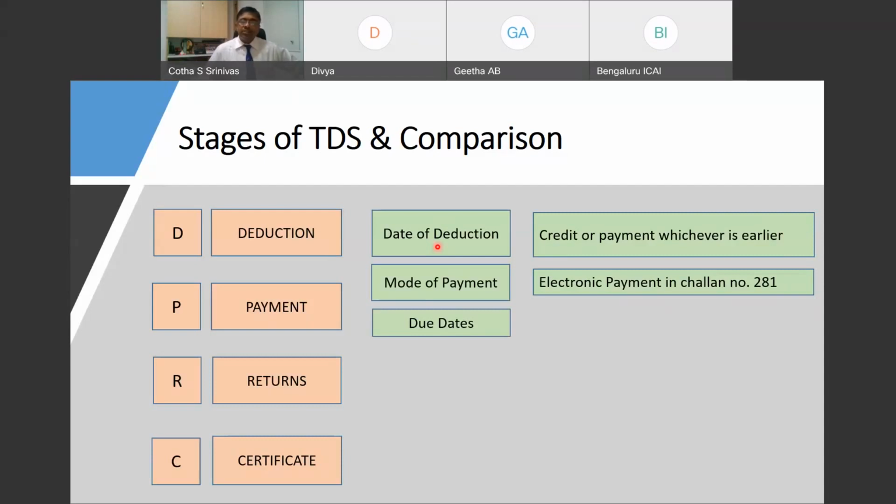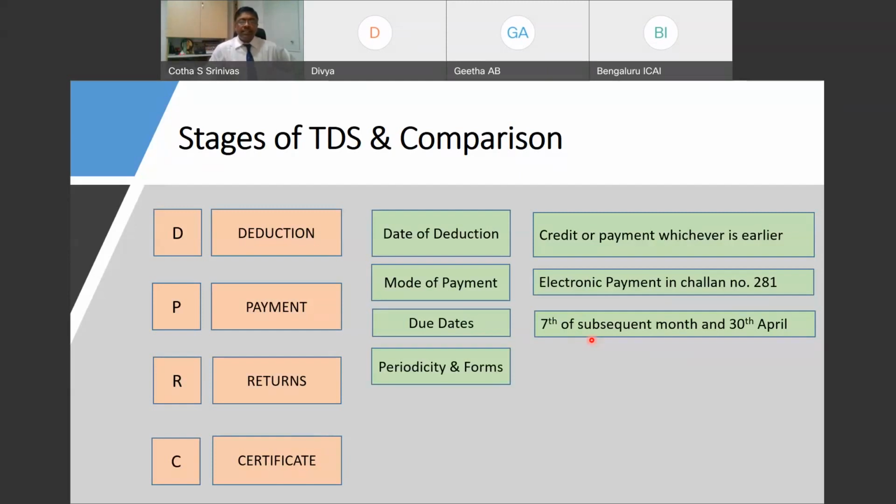Due dates. What are the due dates for making the payment? We know that the deduction has to be done at the time of source, that is at the time of entering a transaction. After deducting, we have to make the payment. And what are the due dates? When does it have to be paid? 7th of subsequent month and 30th of April. All of us are aware of this. Whatever deduction is done in a particular month, from April to February, needs to be remitted by the 7th of the subsequent month, excluding the deductions made in the month of March, where we have time up to 30th of April to remit that TDS payment.